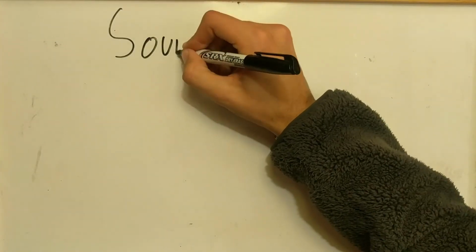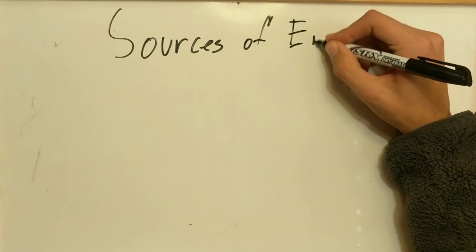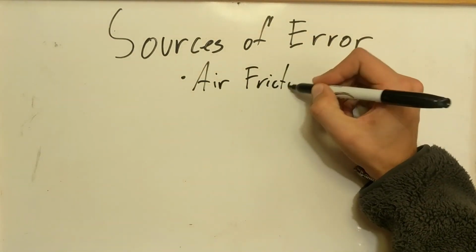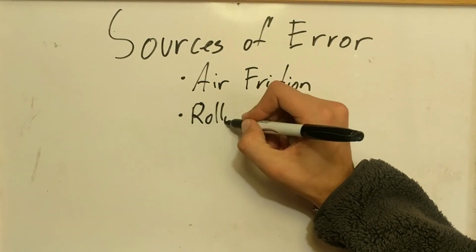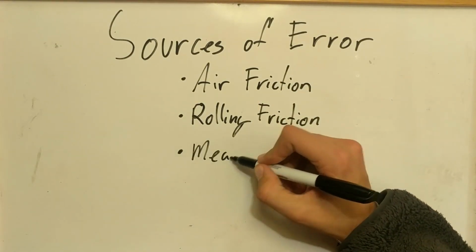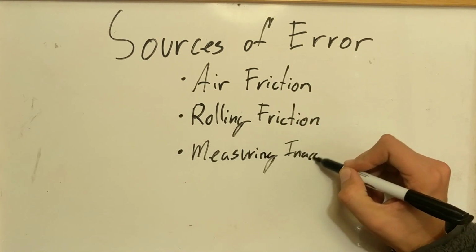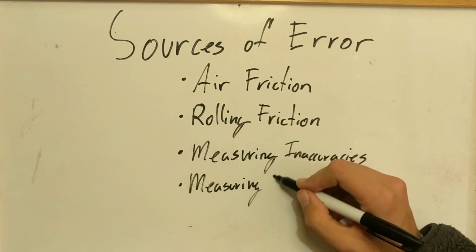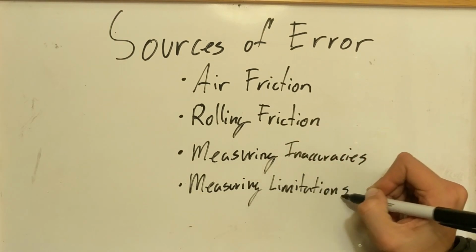We estimate that the biggest sources of error in this experiment are air friction and rolling friction of the wheel, which were not accounted for, and measuring inaccuracies in our estimation of the wheel speed using Tracker, and measuring limitations in our prediction of our slope, and our measuring to the nearest inch in distance.